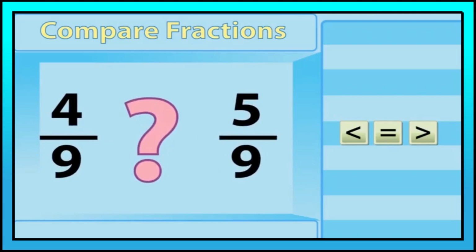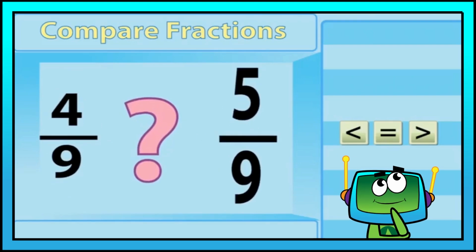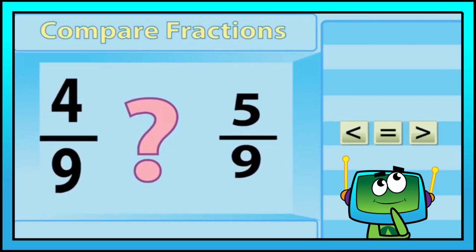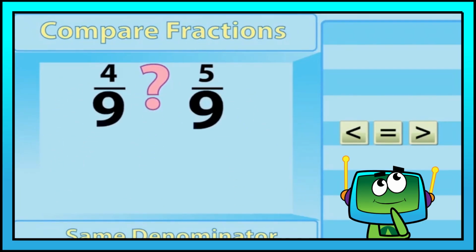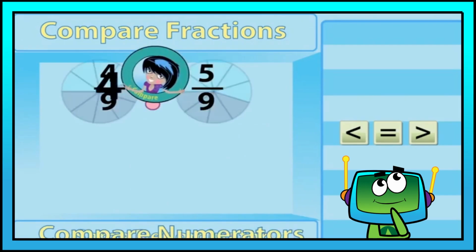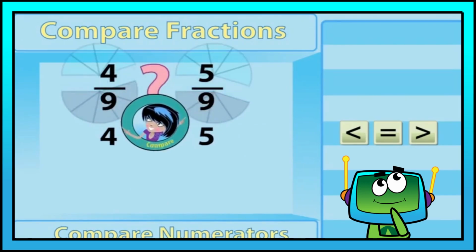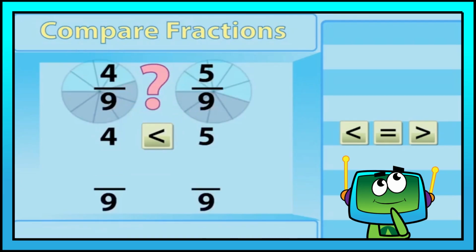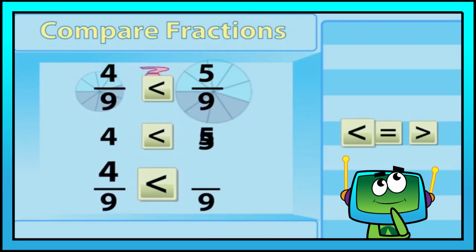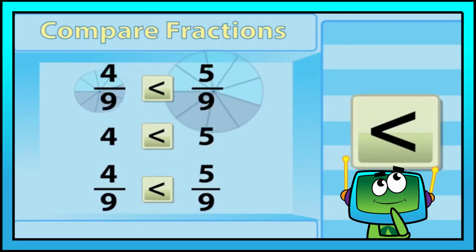Right on. Here are two fractions, 4/9 and 5/9. Which one is larger? To compare fractions with the same denominator, just compare the numerators. 4 is less than 5, so 4/9 is less than 5/9. Your turn now.